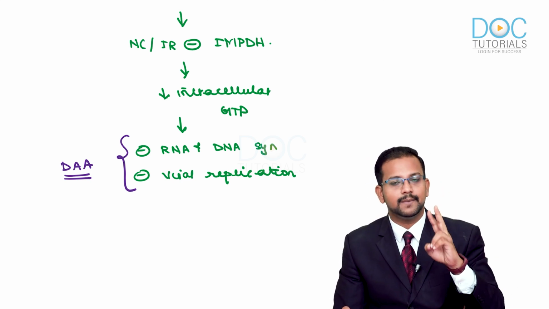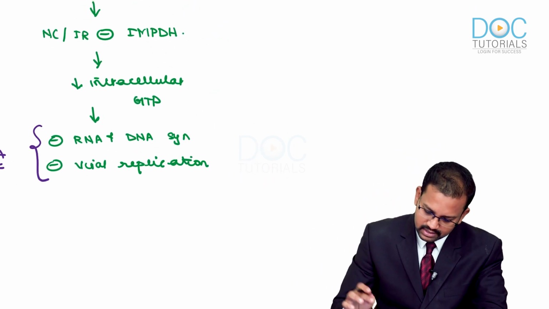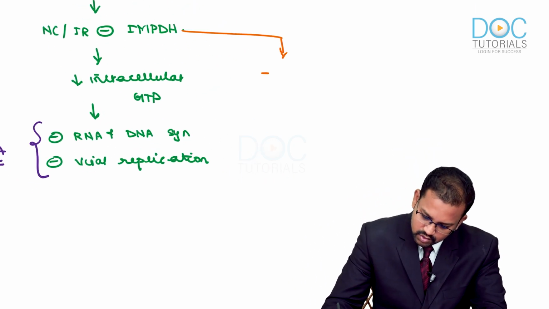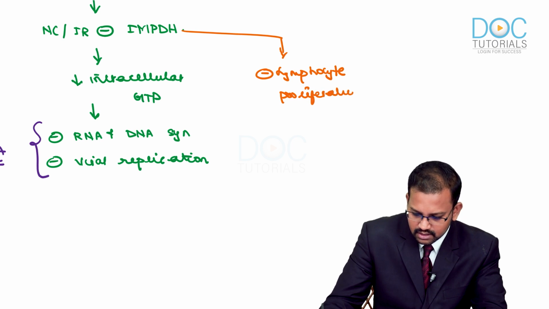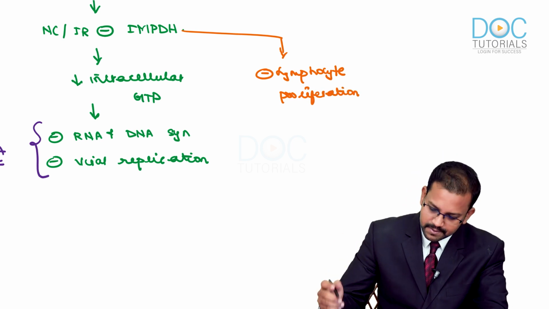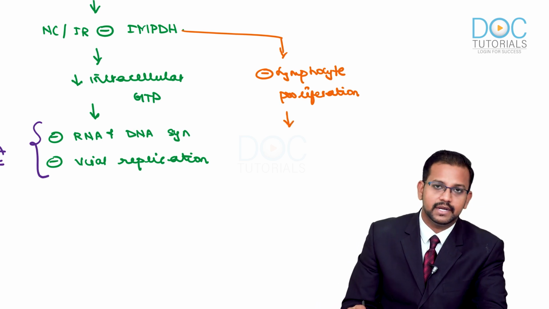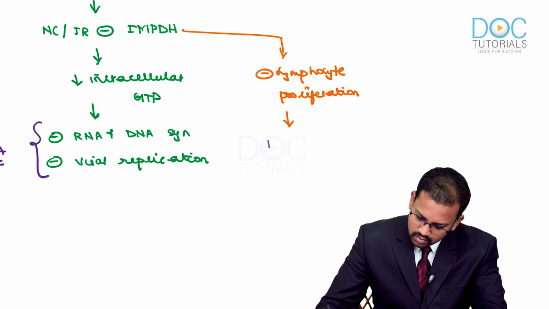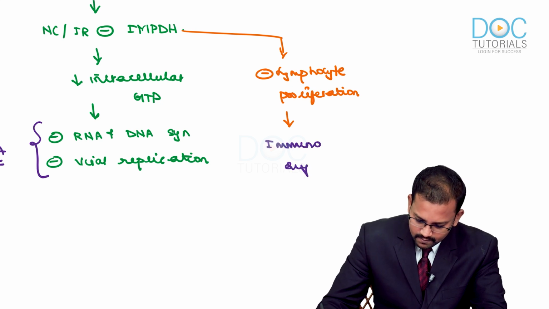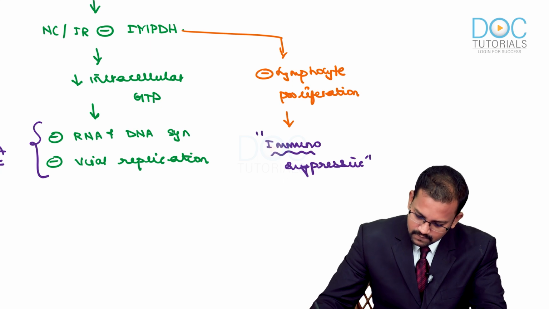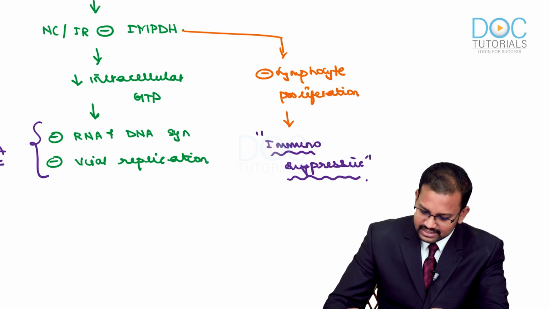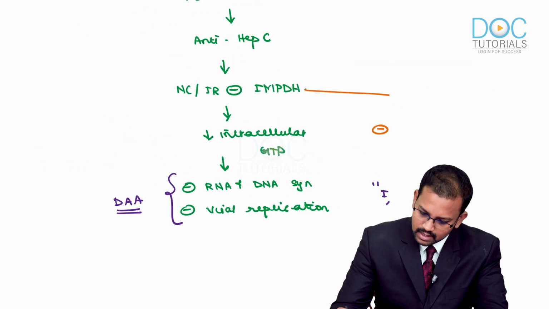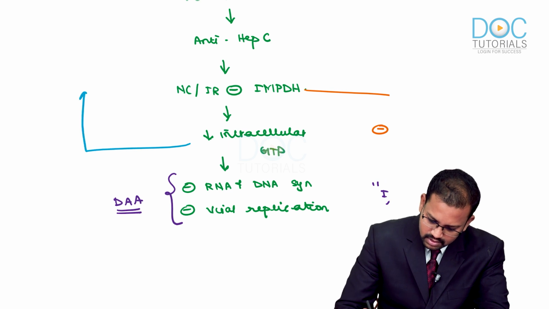It also has an immunosuppressive property. By blocking this IMPDH, it also tends to block lymphocyte proliferation. So not only in the virus, even in lymphocytes, this IMPDH is going to be blocked. So lymphocyte proliferation also is going to be inhibited. So thereby it tends to have immunosuppressive property. Clear?